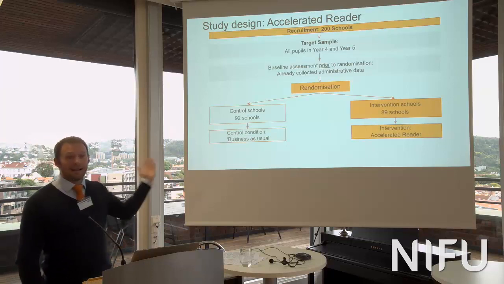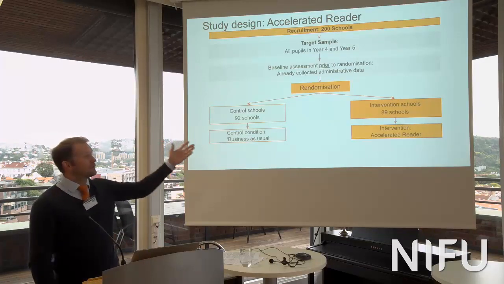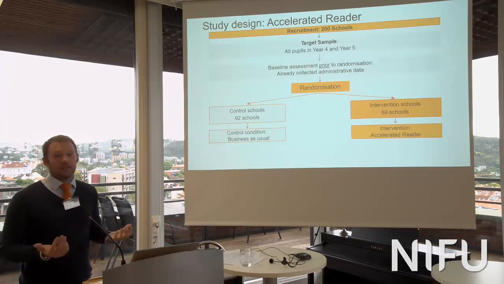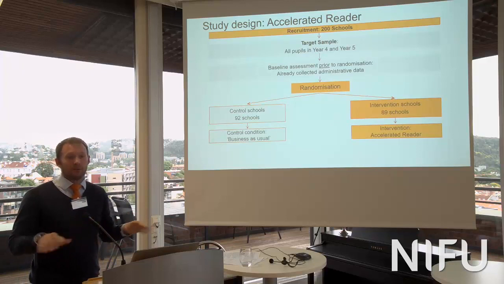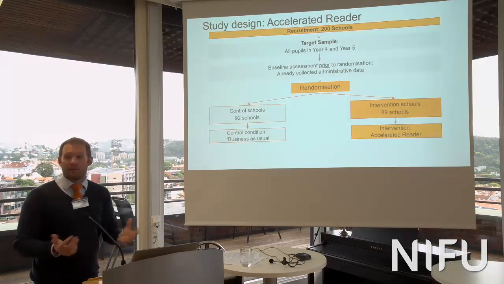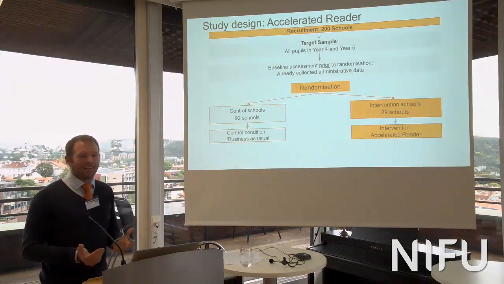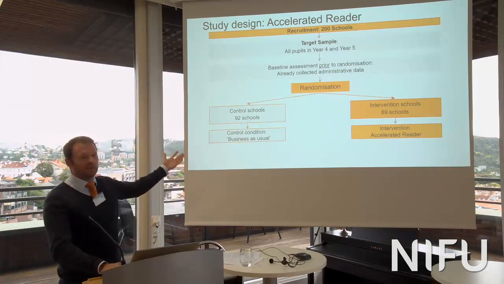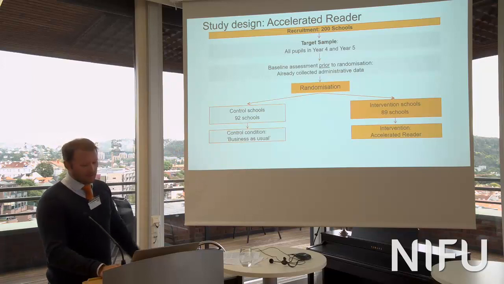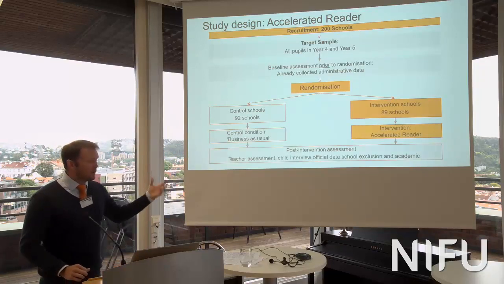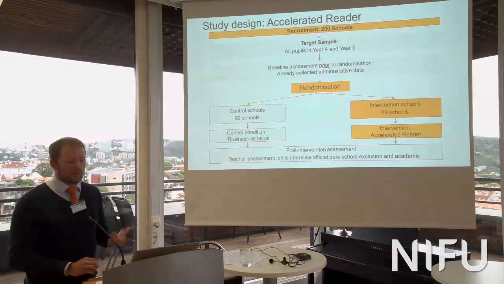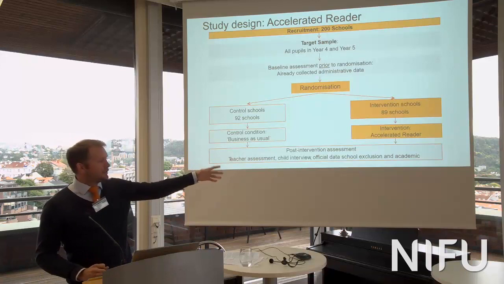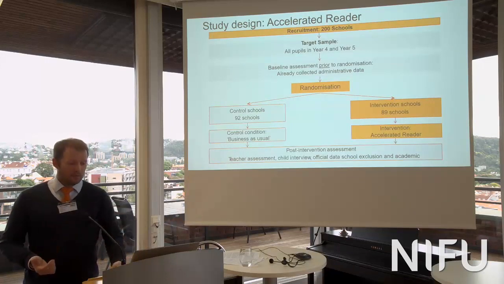And you'll see that it's not exactly 50-50. 92 control schools and 89 intervention schools. That's just how it happens. And sometimes you don't end up with a perfect 50-50 split. That's just what the randomization has done. So if you're doing that and it happens, don't panic. It's okay. And as I said, we refer to the control condition as business as usual, and the intervention is Accelerated Reader here. Then we're doing these post-intervention tests, national testing, and then we'll also be looking at official data on school exclusion and other academic outcomes as well.